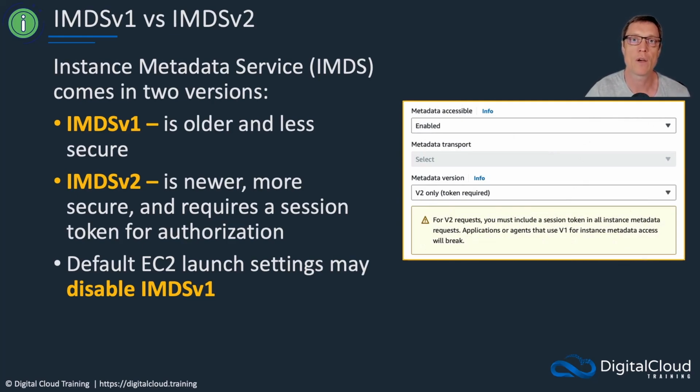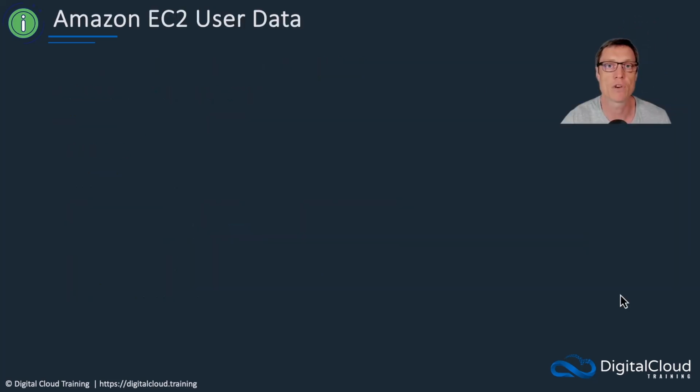This is what it looks like when you're in the launch wizard and you've gone down to advanced settings for EC2. You'll see the option metadata accessible. You can turn that off completely if you want to. And then we have the version here, so V2 only, token required. Okay, so you have to include a session token in all instance metadata requests.